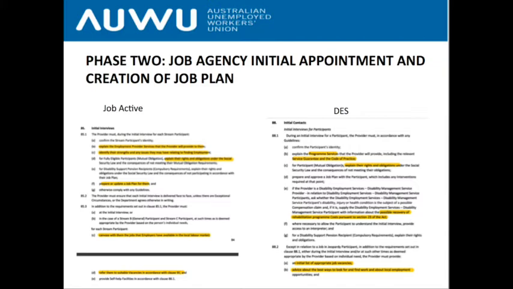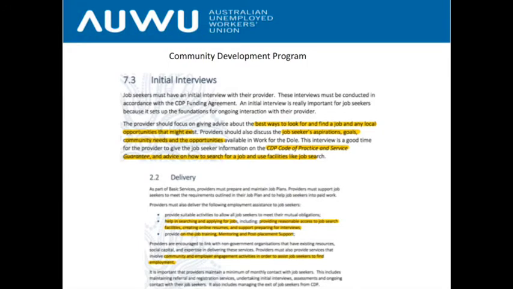And this is a contract that job agencies have signed with the Department of Employment. They've been given millions of dollars by the government in order to provide these services. If an unemployed worker gets referred to the Community Development Program, it's quite a similar position, where the job agency is required to give them information about the best ways to look for work, the job seeker's aspirations, goals, community needs and opportunities, etc. And there's a bit of information there about what the job agency is required to do for Community Development Program unemployed workers.